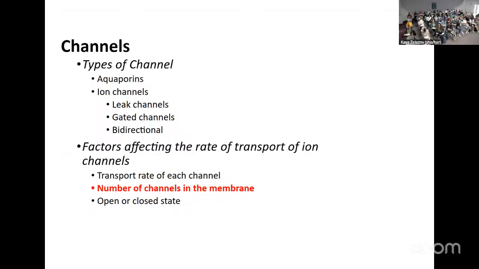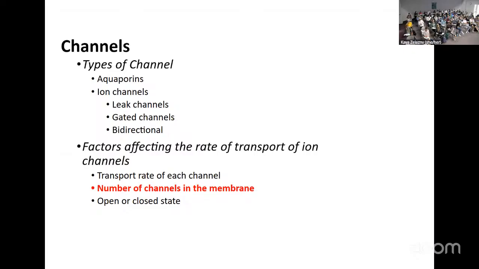And finally, when we think about our ion channels, we are really going to want to think about whether they're open or closed. In particular, we're really thinking about gated channels when we say that for the most part. If they're closed, they can be present, but that's not going to do anybody any good. They have to be open to actually have an effect on transport, to have an effect on the movement of our ions.